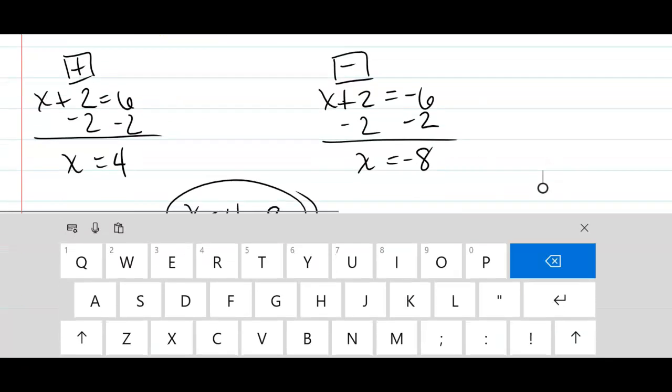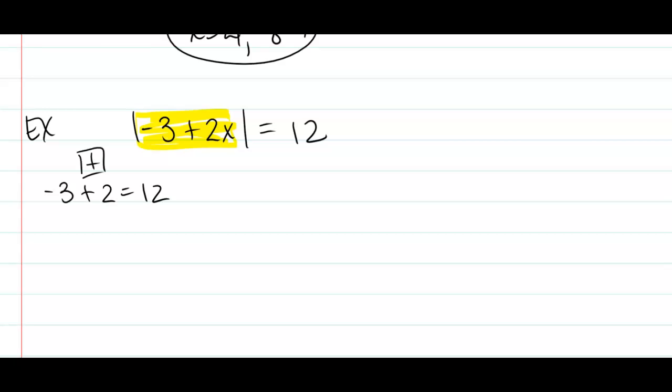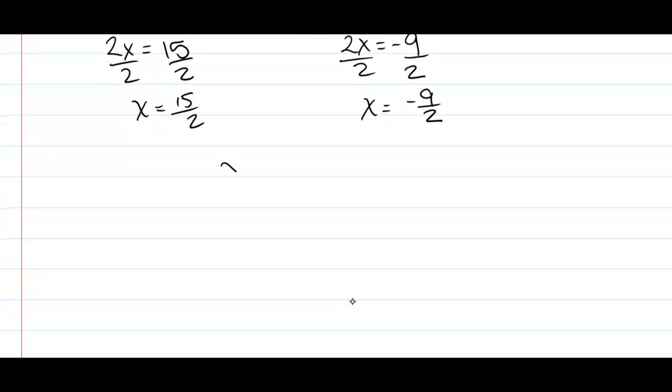Let's do another example. We've got the absolute value of 3 plus 2x is equal to 12. So our absolute value is already isolated. So we get our positive value where our 12 is positive, and then our equation with the negative 12. Then we solve for x. So the two possible solutions here would be x is equal to negative 9 over 2 and 15 over 2.